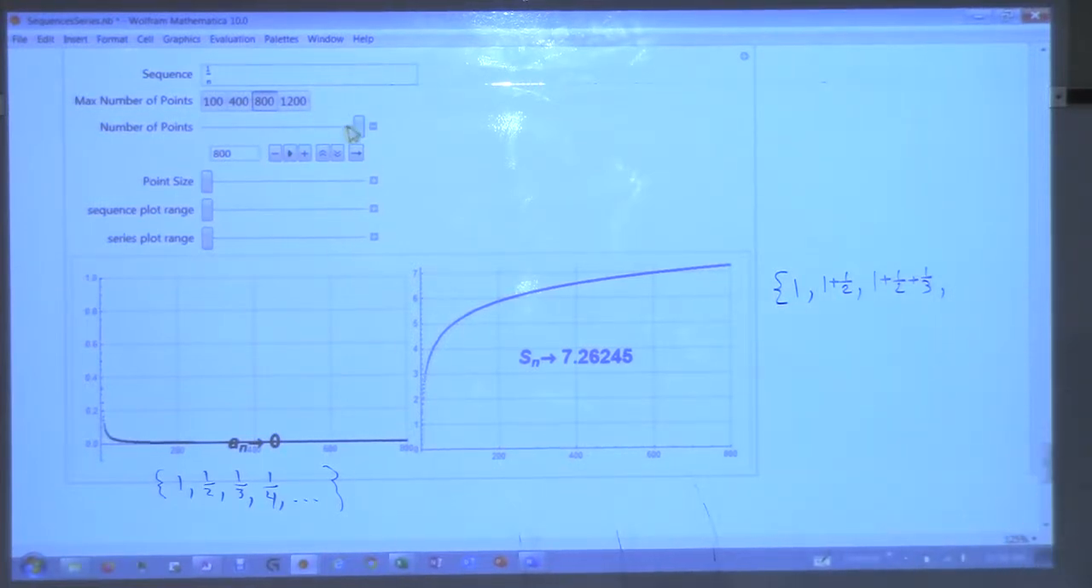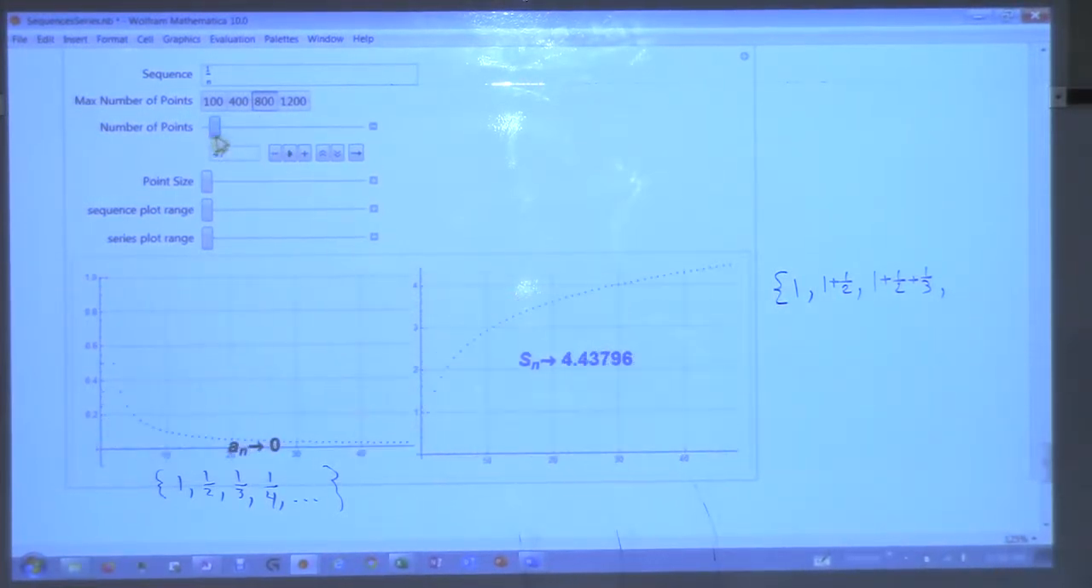Let me back this up because there's way too many points. Instead of 1 over n, why don't we do, how about 1 over n squared?